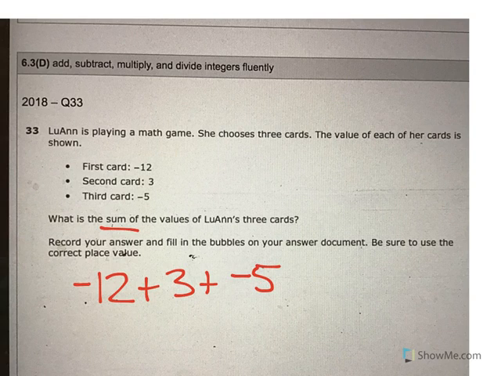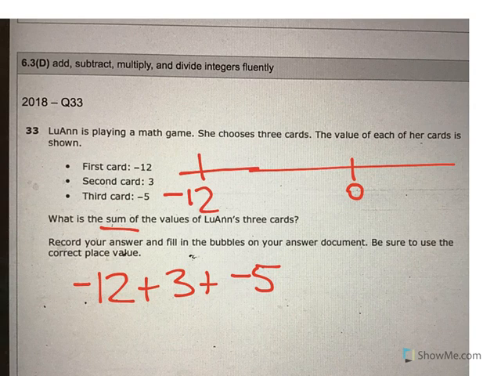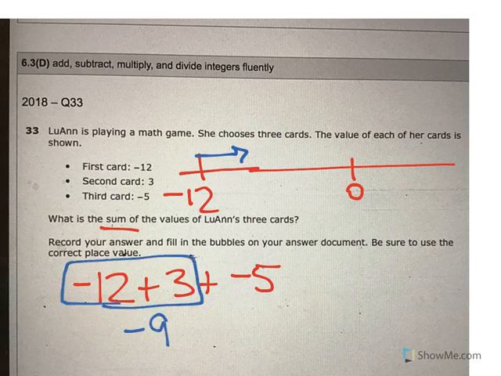Negative 12 plus 3, well, if I used a number line, we'll draw a number line right here. 0, and we'll put negative 12 right here. So obviously I'm going to the right on 3. That's going to get me to negative 9.